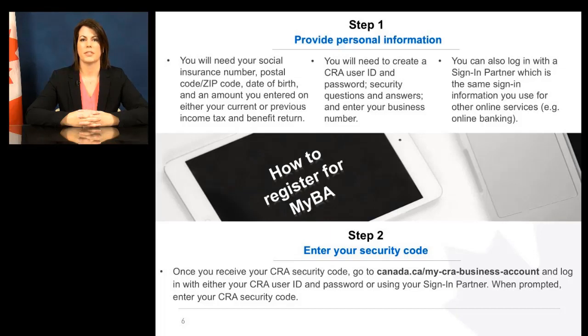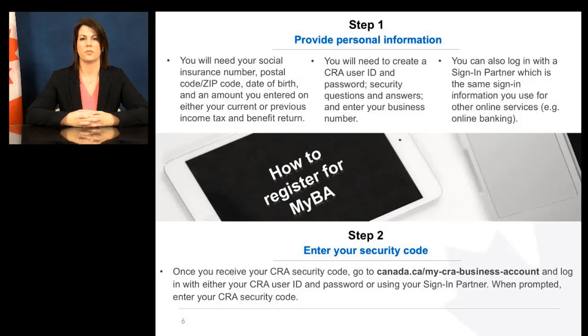To access My Business Account, first go to canada.ca/taxes-business-online and select MyBA. Then you have two sign-in options, using one of our sign-in partners or using a CRA user ID and password. If you already registered for My Account, then you might already have a CRA user ID and password or a sign-in partner that you can use to get started in My Business Account.